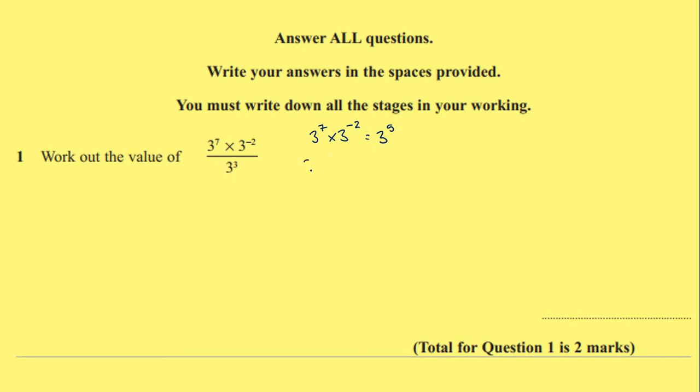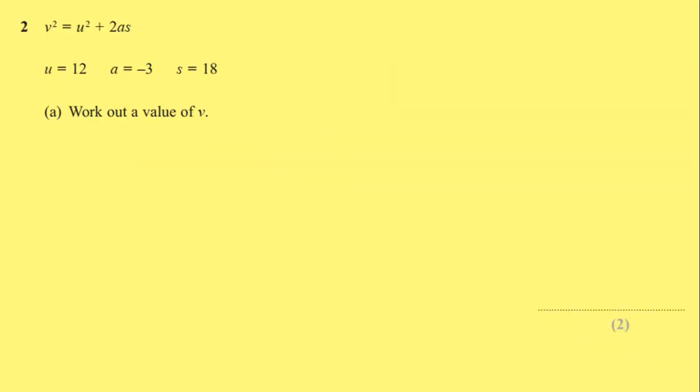Now that is being divided by 3 to the power of 3. When you've got the same base number, you can subtract when you're dividing. So you're going to get 3 to the power of 5, take away 3, which is going to be 3 to the power of 2. Now 3 to the power of 2 is 9, is the actual value of that. So the answer there is 9. It's 2 marks to start the paper, nice and easy.